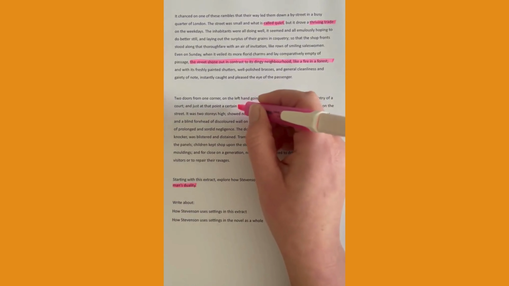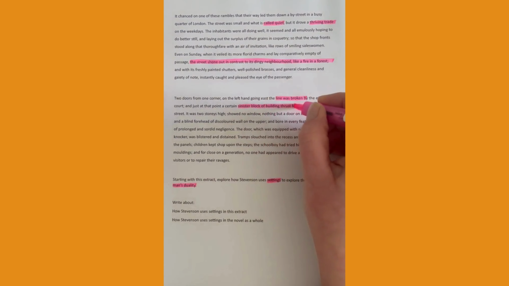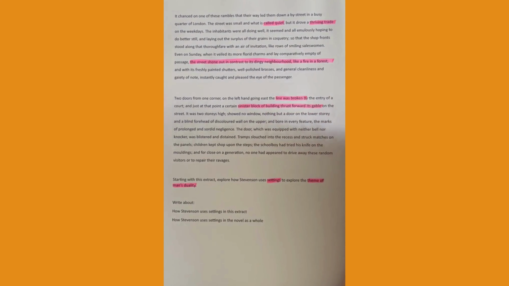So again, you have that contrast. And with its freshly painted shutters, well-polished brasses, and general cleanliness and gaiety of note, instantly caught and pleased the eye of the passenger. Two doors from one corner on the left hand going east, the line was broken by the entry of a court, so something that disrupts it. And just at that point, a certain sinister block of building thrust forward its gable. So a sinister block of building thrust forward its gable on the street.